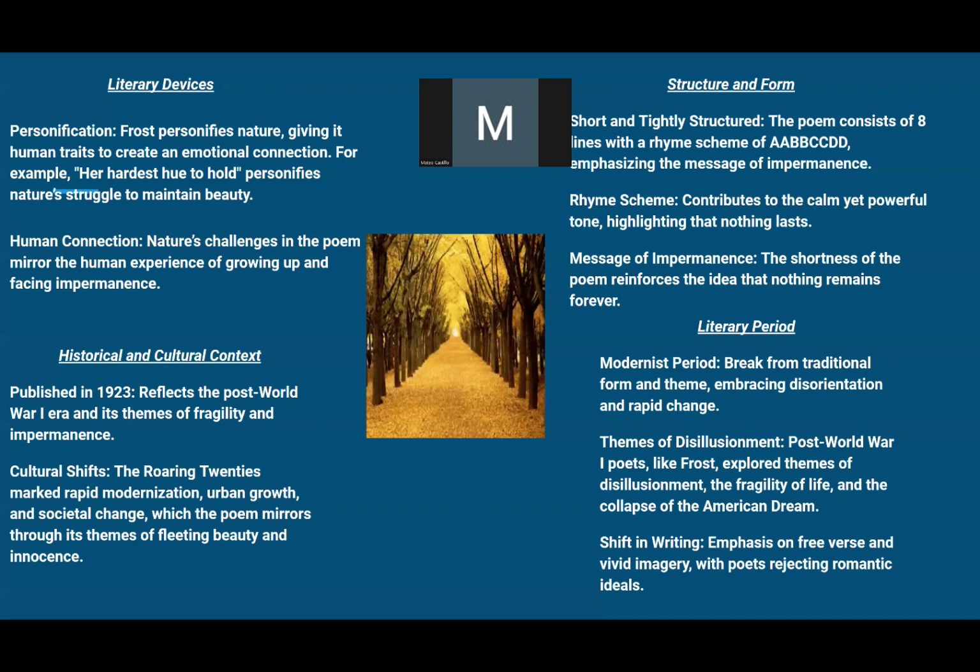The modernist period breaks from the traditional form and theme, embracing disorientation and rapid change. Some themes of disillusionment: post-World War I poets like Frost explored this theme of disillusionment, the fragility of life, and the collapse of the American dream. Emphasis on free verse was very prominent as the shift in writing occurred, and vivid imagery, with poets rejecting romantic ideals, was also seen.